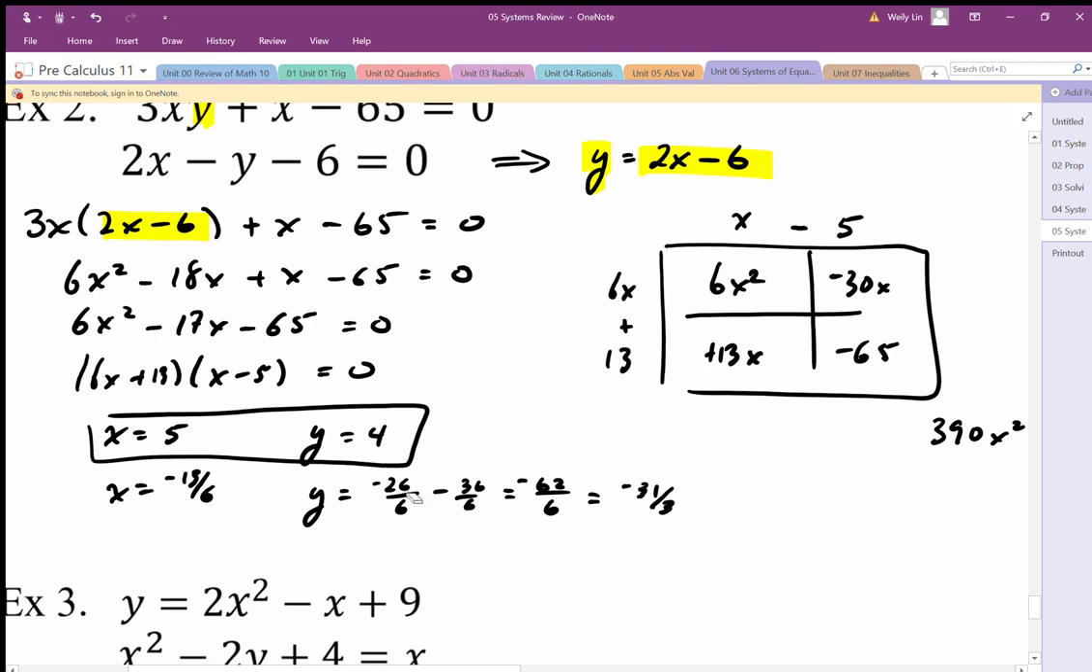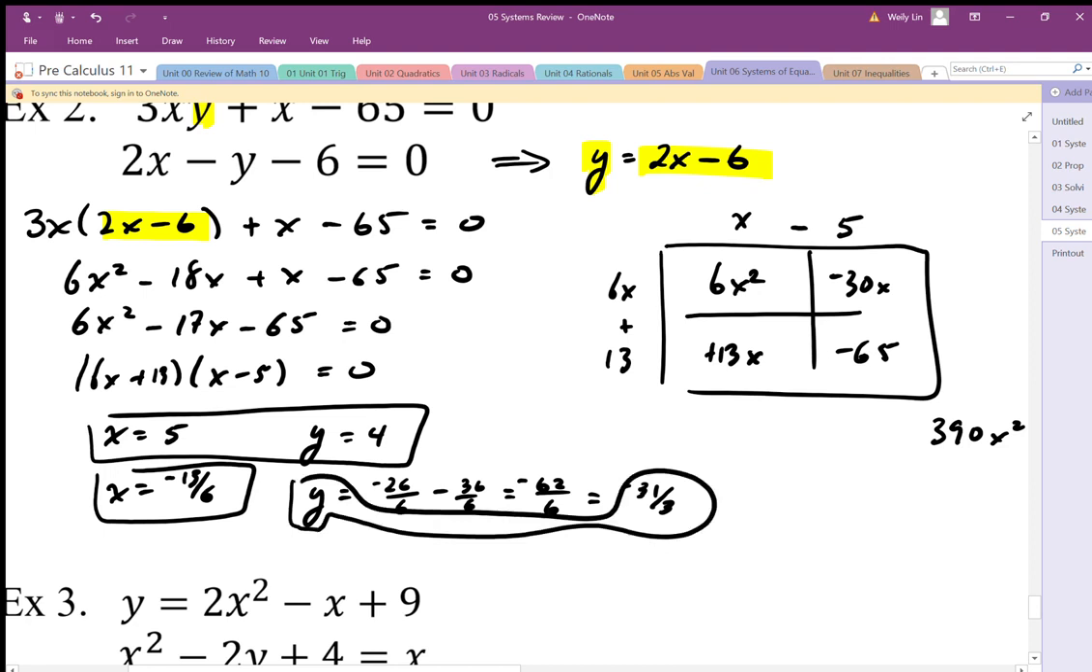Okay, so again, I just want to double check this work here. So 2 times negative 13 is negative 26 over 6, yeah. And 6 minus 6 is negative 36 over 6. That works out right. Okay, so this is my other solution. So I have two intersection points. Okay, x equals negative 13 over 6 and y equals negative 31 over 3.